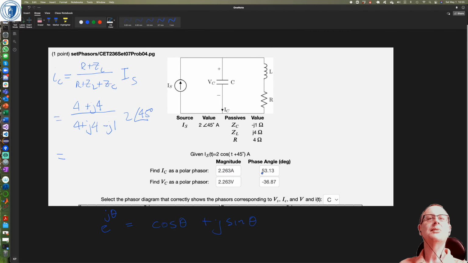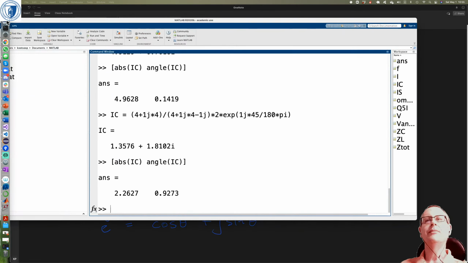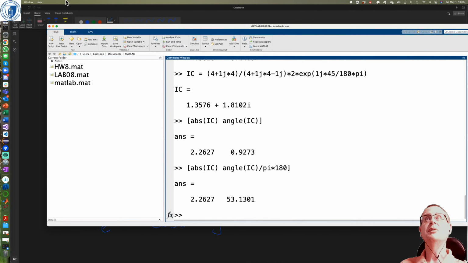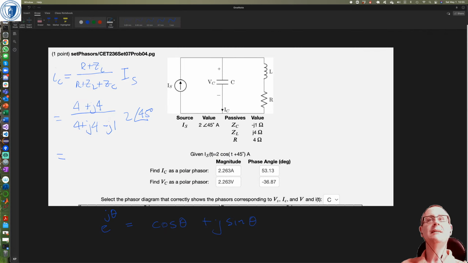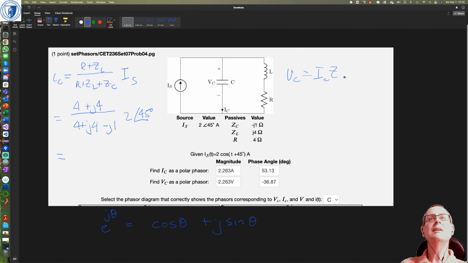Right, so 2.63, and oh, it needs the angle in degrees, so we're going to divide by pi and multiply by 180. So 53.13, which is what I had. Okay, and then the voltage across the capacitor is just VC equals IC times ZC, right? Ohm's law. So we've just got to multiply our 2 angle 45 degrees by minus j1.